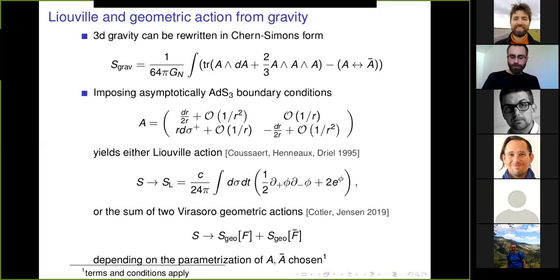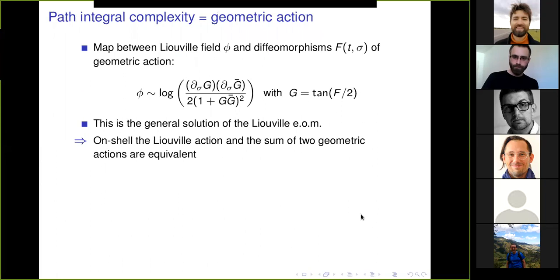Well, okay, anyway, moving on. We can use the fact that both the Liouville action and the Virasoro geometric action are derived from the same transcendence action to find a mapping between the degrees of freedom in both actions, so between the Liouville field phi and these diffeomorphisms f and f bar. And the mapping takes on the following form: phi is the logarithm of d sigma f, d sigma f bar over 1 plus 2t bar squared. And for someone familiar with the Liouville theory, this will also look familiar, since this is just the general resolution of the Liouville equations of motion. So we see that on shell, this Liouville action and the sum of two geometric actions are actually equivalent.